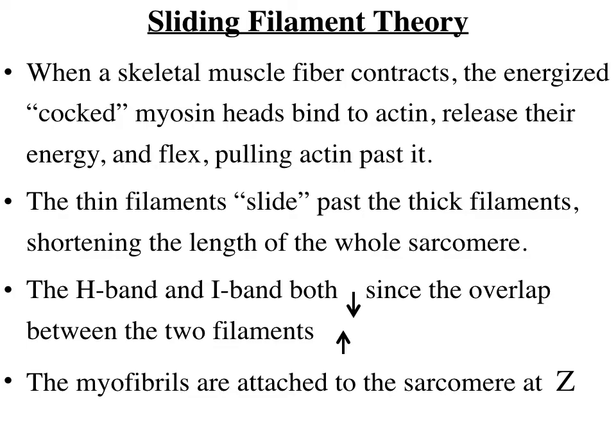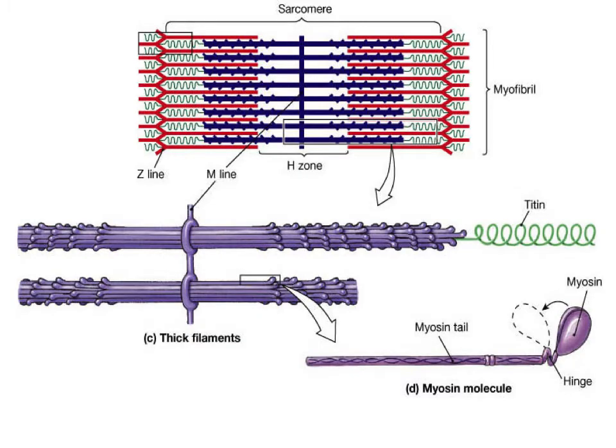And so the two filaments actually slide over each other. They overlap. And when you bend your elbow, for example, when you flex your elbow, those two filaments overlap more and more and more, shortening the whole unit there called the sarcomere. The sarcomere is a complete unit, and the sarcomere spans from Z line to Z line.